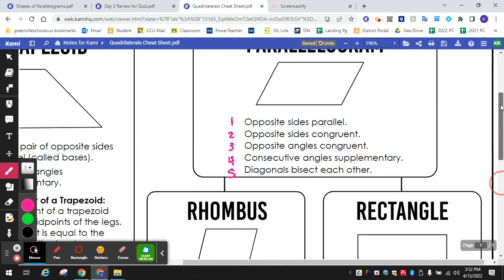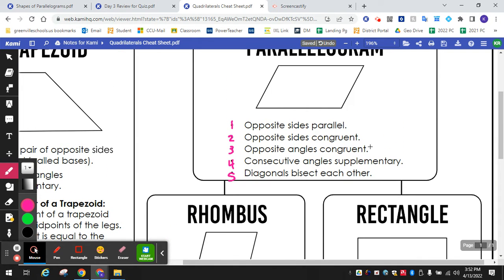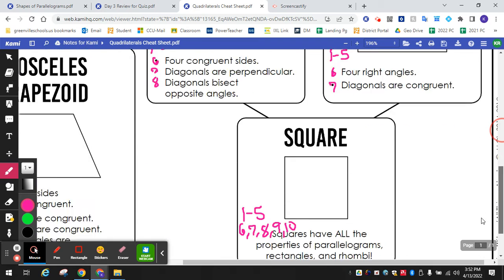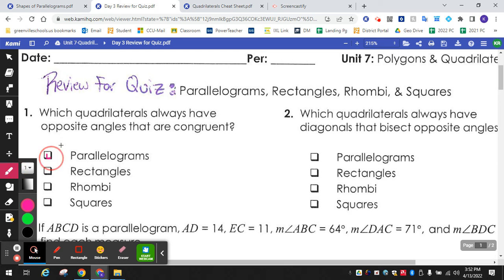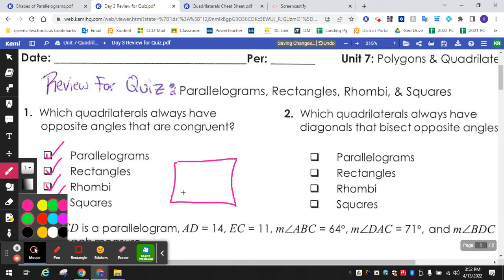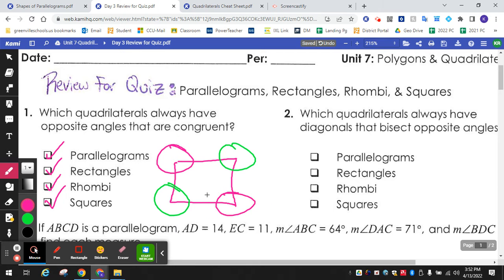So when it says opposite angles are congruent, that's number 3. Well, 3 is in every single thing below it. So no matter what shape you're looking at, this angle equals this angle, and this angle equals this angle. Those are equal.